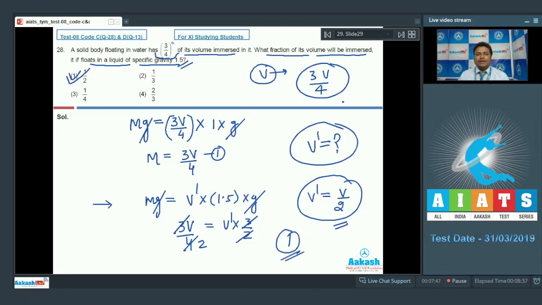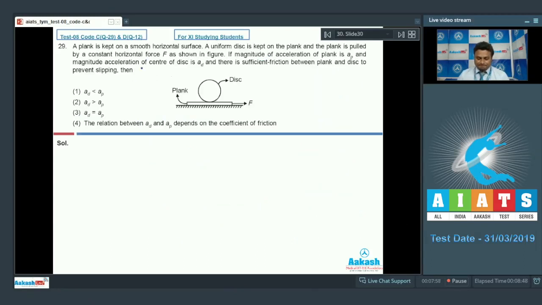Move on to the next question, that is 29 number. Here is question number 29, everyone. A plank is kept on a smooth horizontal surface. A uniform disc is kept on the plank and the plank is pulled by a horizontal force, capital F, as shown in figure. If magnitude of acceleration of plank is AP and magnitude of acceleration of center of disc is AD, and there is sufficient friction between plank and disc to avoid slipping, there is no slipping, then which one will be the correct option? Now since there is no slipping and a force capital F is applied on it, it means the acceleration of the center of mass will be in this direction, which is given AD.